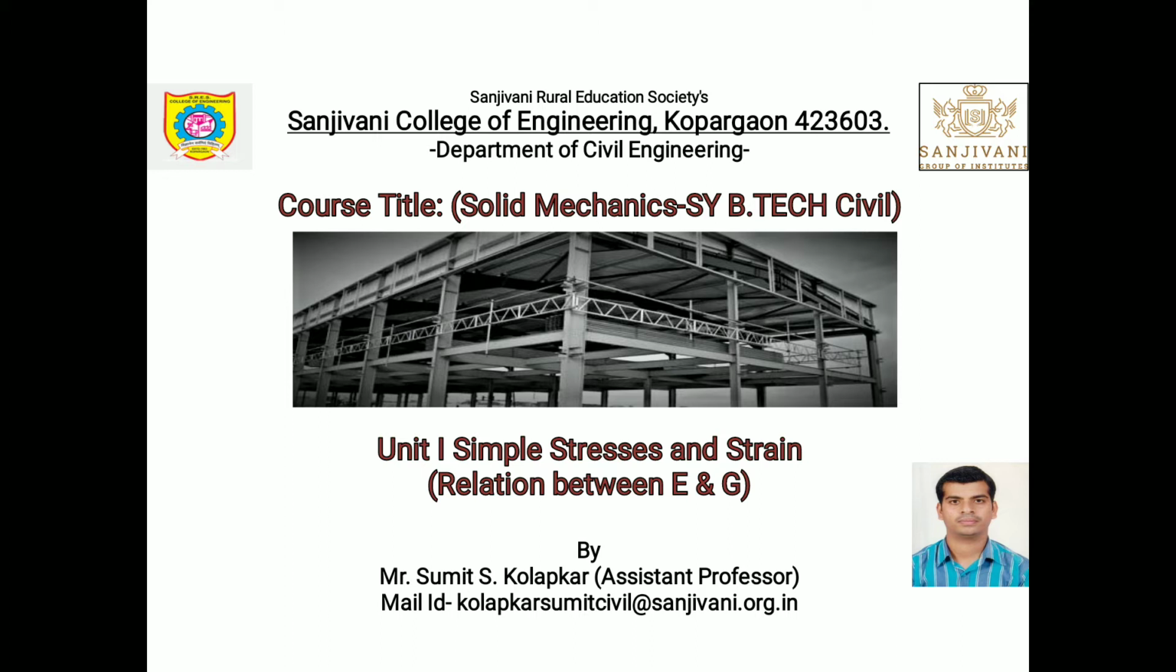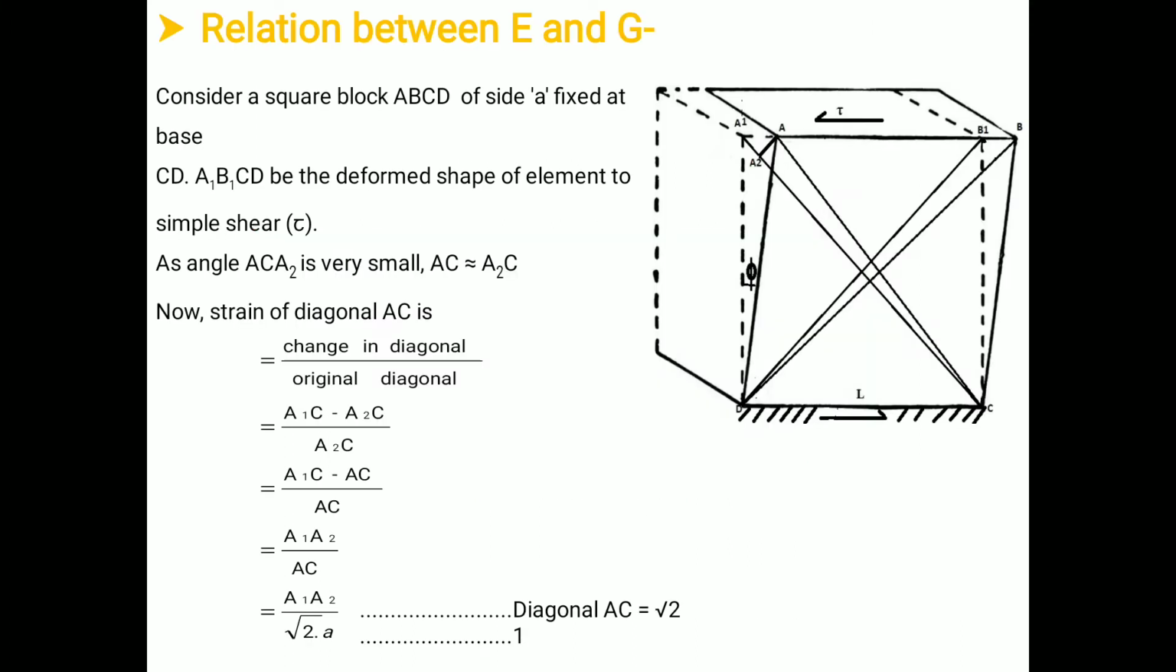In today's lecture we are going to derive the relation between Young's modulus and modulus of rigidity. To derive the relation between E and G, we are going to consider a rectangular block ABCD whose bottom face is fixed and the upper face is subjected to a simple shear stress tau, and the bottom face is also subjected to a simple shear stress tau. AC and BD are the diagonals of the block.